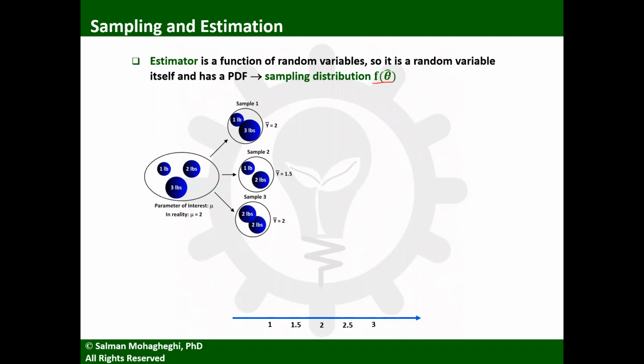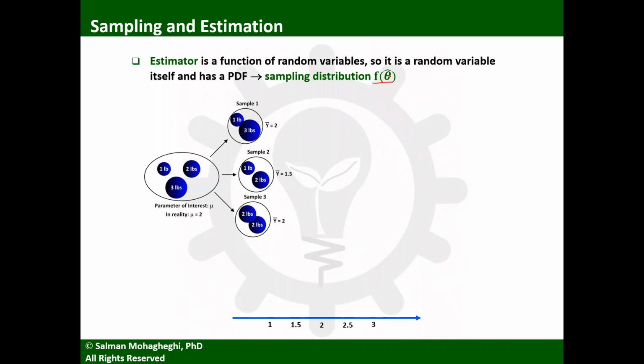Imagine you have a population of 3 balls, one of which is 1 pound, the other two are 2 pounds and 3 pounds. And you don't exactly know how many balls you have and what weights they get. So you're interested in knowing what the mean weight of the balls in that population are. So what you do is you take samples. Now, this, of course, is a very simple example, but I'm using this only for demonstration purposes.